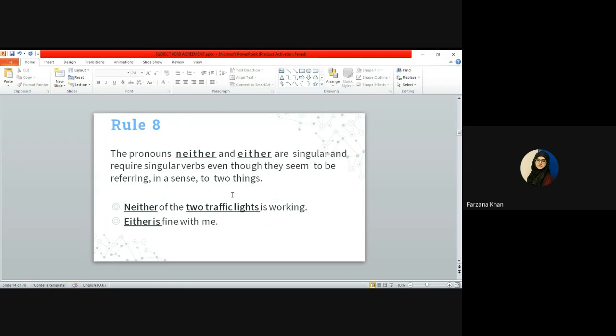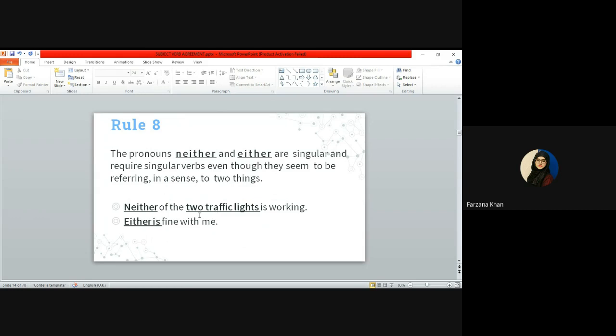Rule number 8 is about neither and either. The pronouns neither and either are singular and require singular verbs even though they seem to be referring in a sense to two things. So no matter if they are referring to two things, they will always require a singular verb. The pronouns neither and either will require a singular verb because they are considered singular.